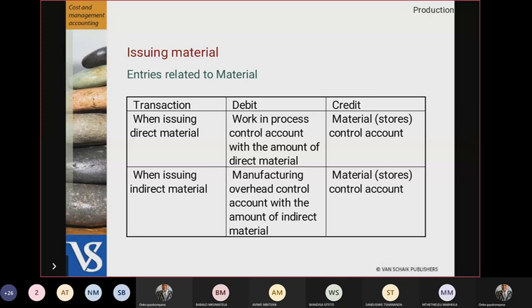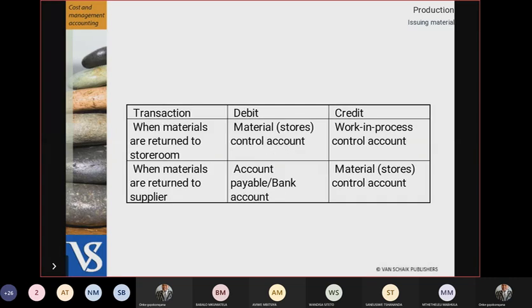When we issue indirect material, once we say that this is indirect, it means that it's an overhead. We'll debit manufacturing overheads and credit your material control account. And there are some unusual transactions that may arise where the material is to be returned back to the storeroom, where we'll simply debit the material and credit work in process.